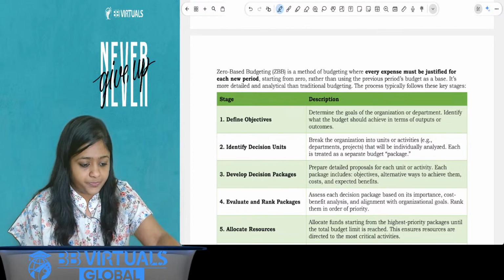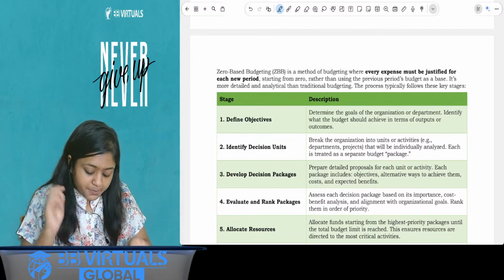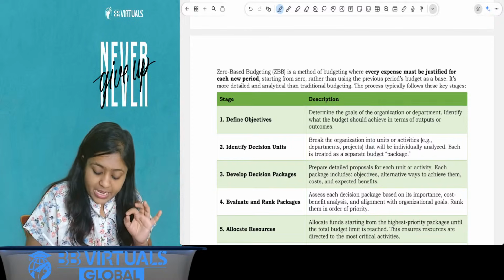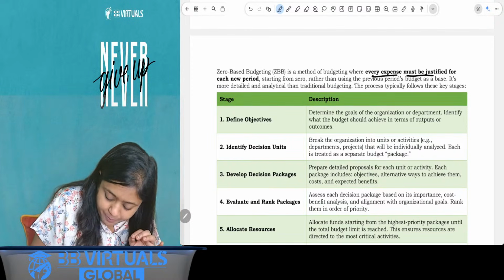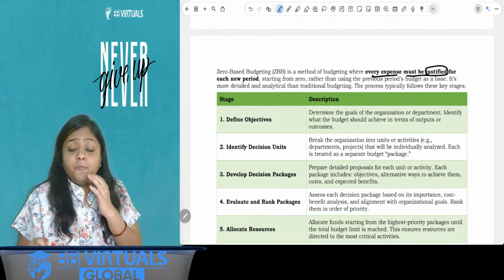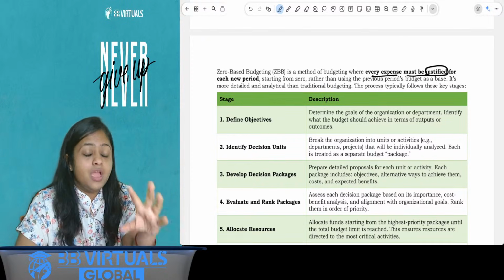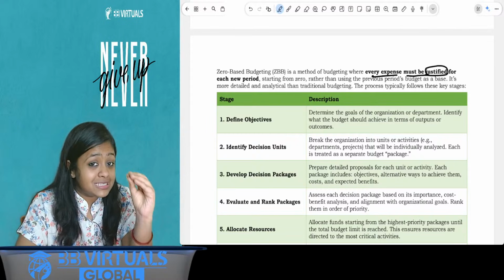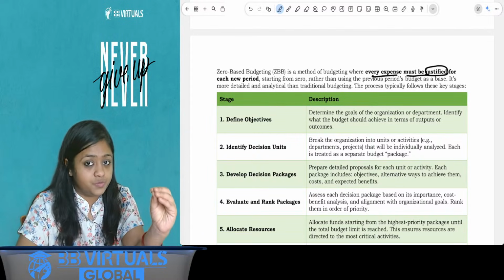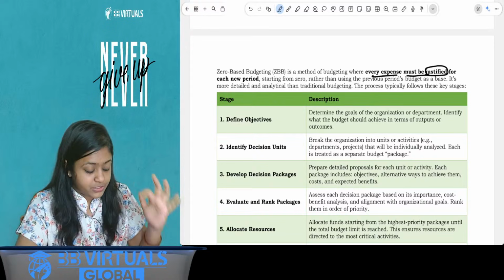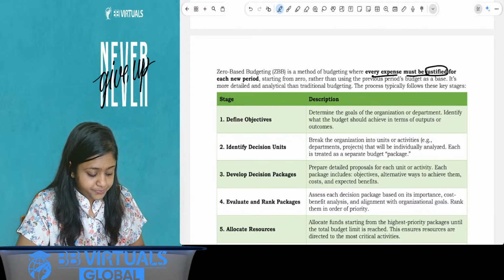Okay, let's do this now. ZBB is a method of budgeting where every expense must be justified. Boss, please don't forget this. ZBB is going to be there in your MCQs for sure. It can be an MCQ, it can be a section C question, but it is definitely going to be there. Have a strong hold of this.